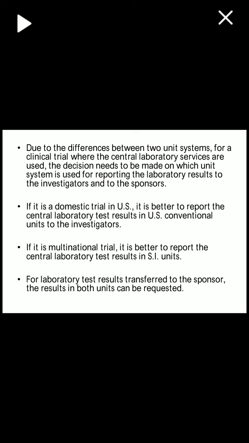If it is a domestic trial in US, it is better to report the central laboratory test results in US conventional units to the investigators. If it is a multinational trial, then SI unit is better to report. So for laboratory test results transferred to the sponsor, the results in both units can be requested. So SI unit is the overall accepted unit for giving the laboratory reports, whereas these conventional units are mostly used in the United States.